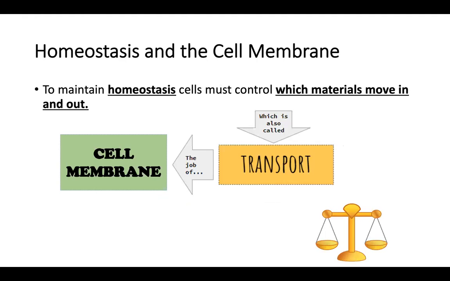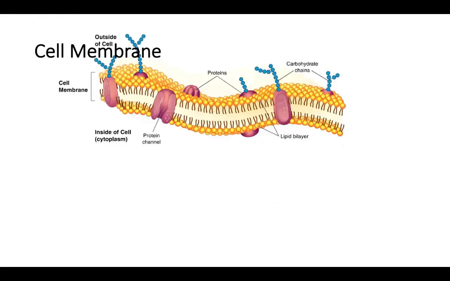All right, so in order to maintain homeostasis, cells must control which materials move in and out of the cell. And that is done via the cell membrane, okay? That's like the door. That's what lets us in and out of the classroom. Okay, so up here is a picture of the cell membrane. And I don't know if it was your week here or not, but I did draw a small portion of it up on the board.